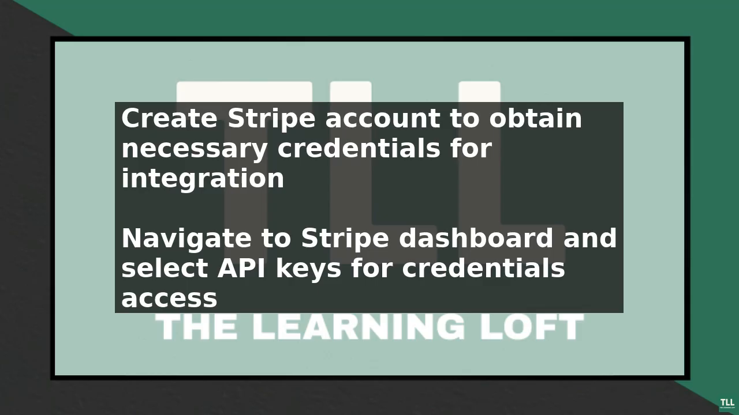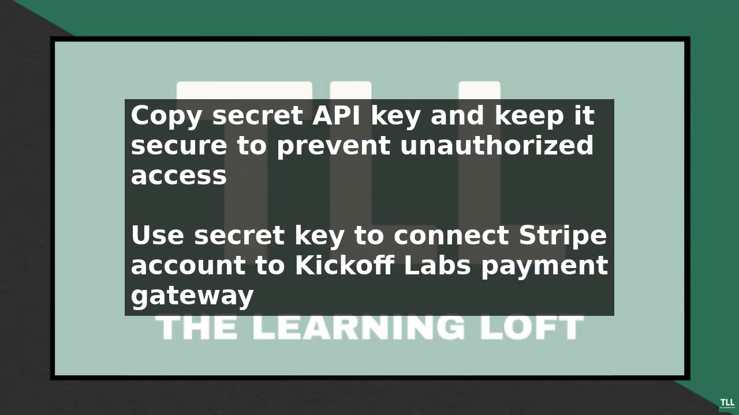Then select API Keys. You will see two types of API keys: publishable and secret. You will need the secret key to connect to Kickoff Labs. Copy the secret key and keep it secure as it grants access to your Stripe account.